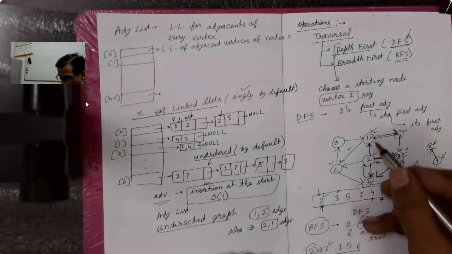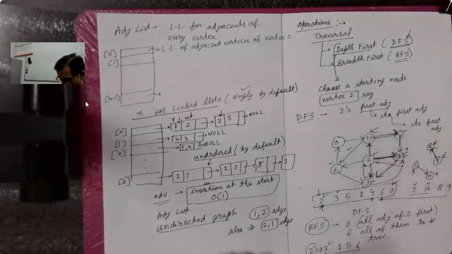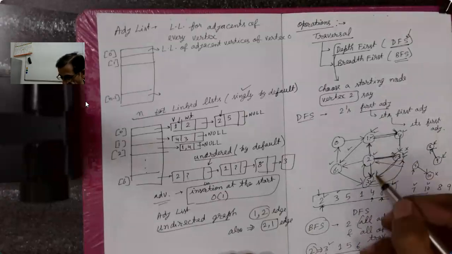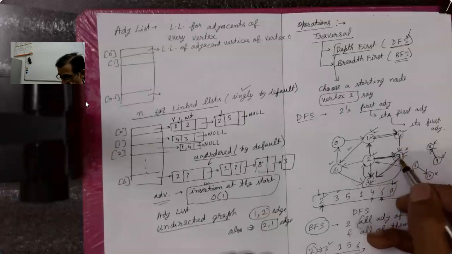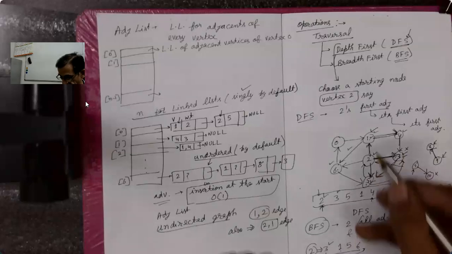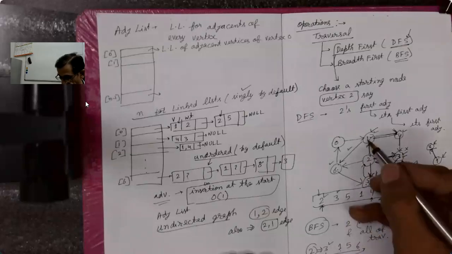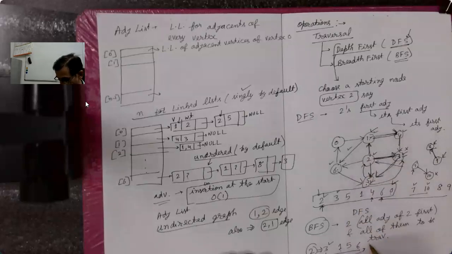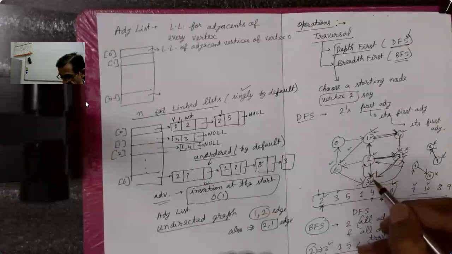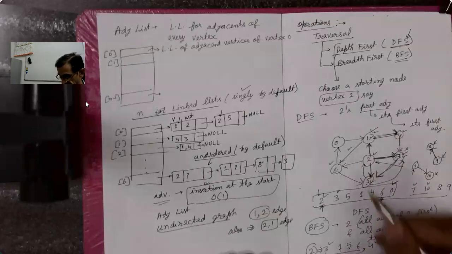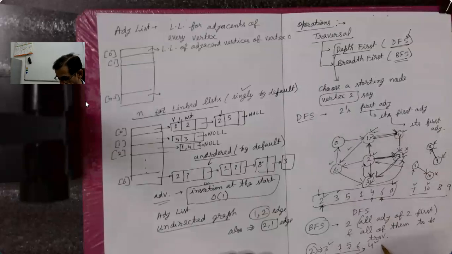And then once all 2's adjacents are over, then I will say 3 is adjacent. 3 is adjacent. 5 is already covered. 3 is adjacent. Nobody else. 1's adjacent. 1's adjacent 6 is already covered. 1's adjacent 4. So 4 will be covered now. Then 4, then 5's adjacent. All covered. 6 adjacent. Say 0 will be covered. And like this. All covered.